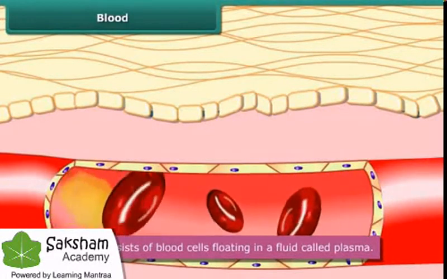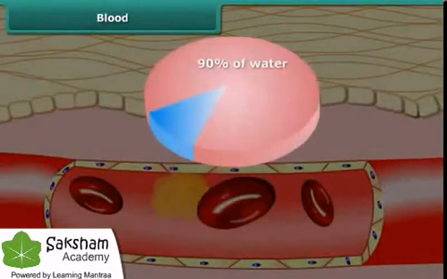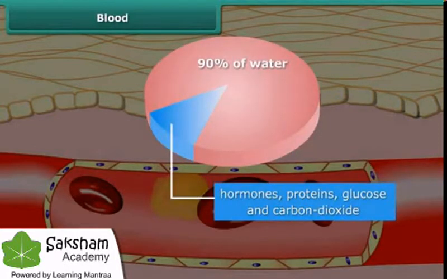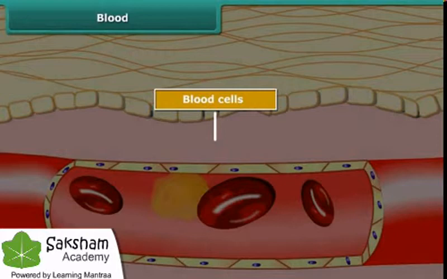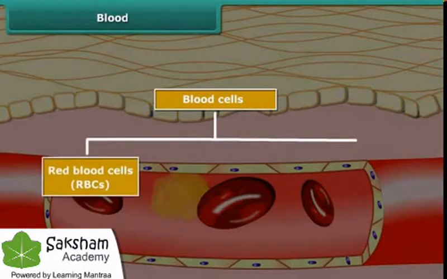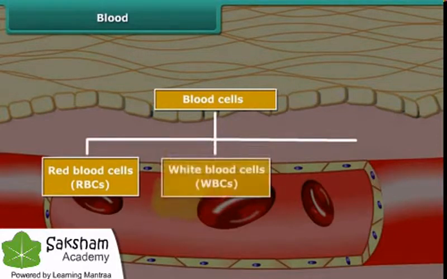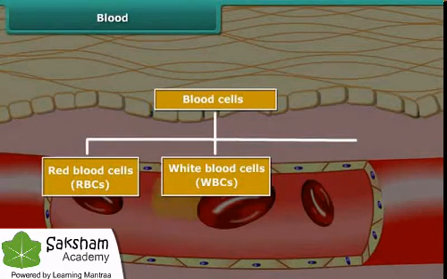Plasma is yellow in color. 90% of it is water. Besides water, plasma contains hormones, proteins, glucose, and carbon dioxide. There are 3 types of blood cells: red blood cells, RBCs, white blood cells, WBCs, and platelets.